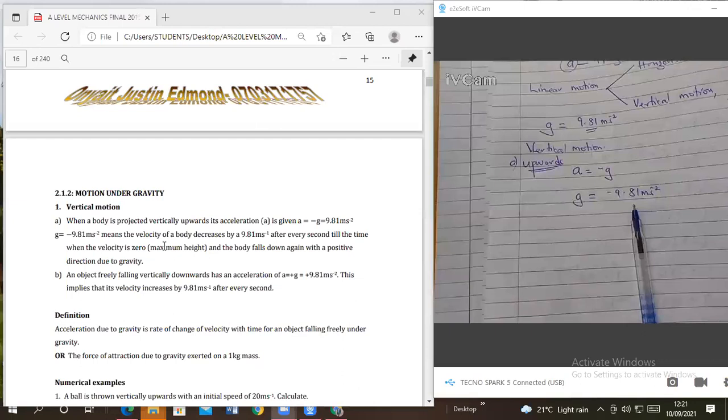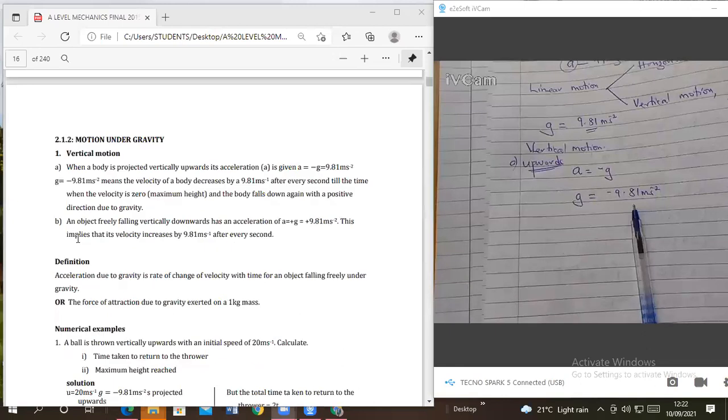Are you together? That's why when it reaches the maximum height, at that point, the velocity will be 0. The body will start falling back. Its weight will now start acting on it, then it will bring it down. And when the body is now falling, that is part B.